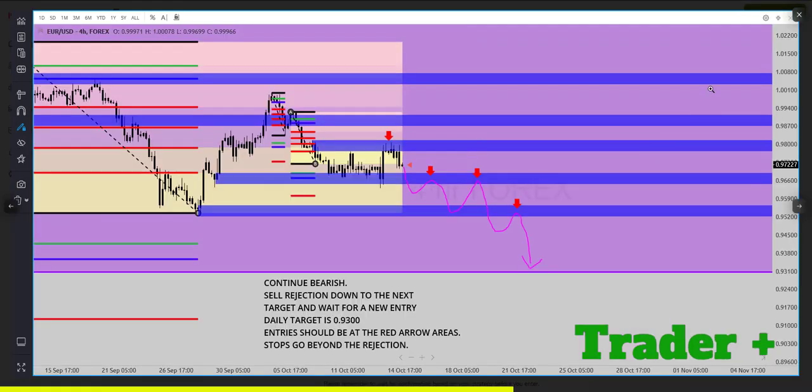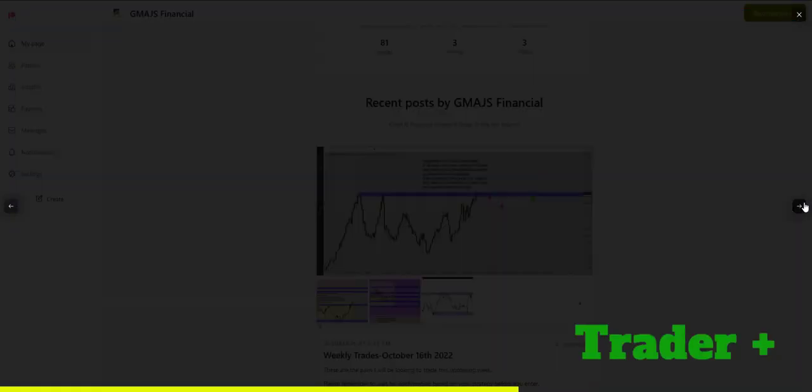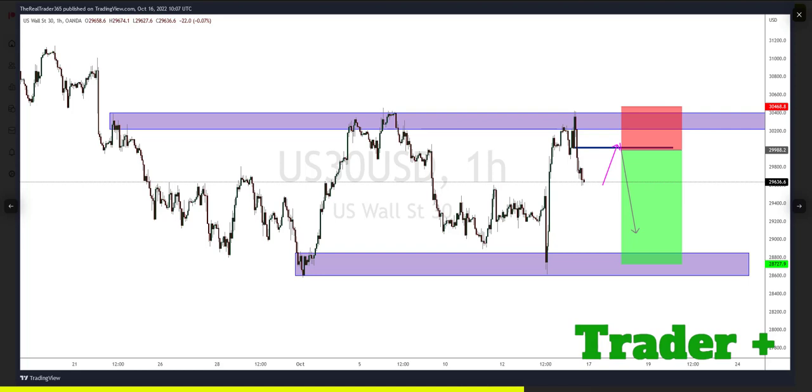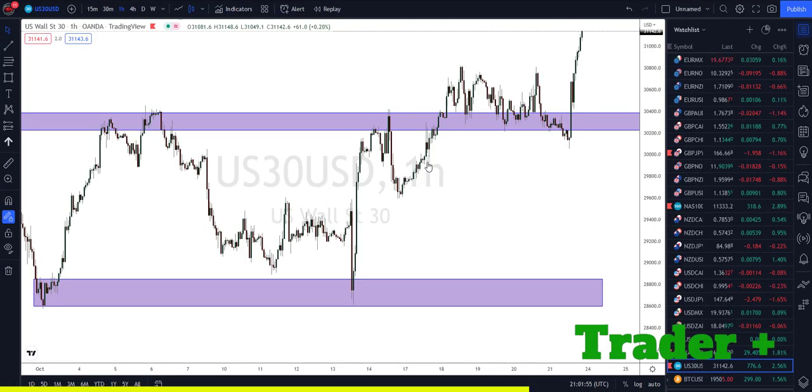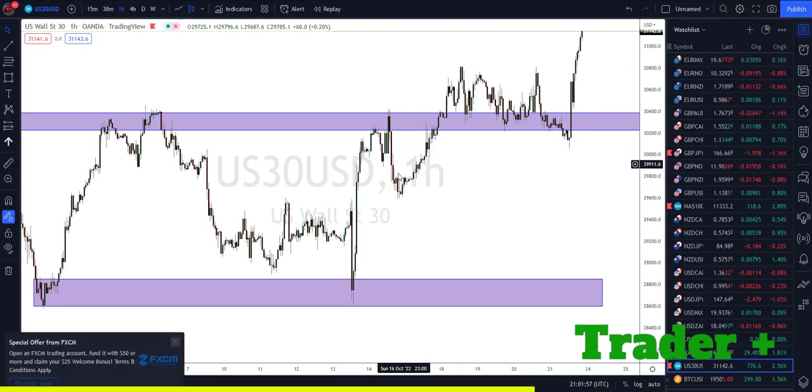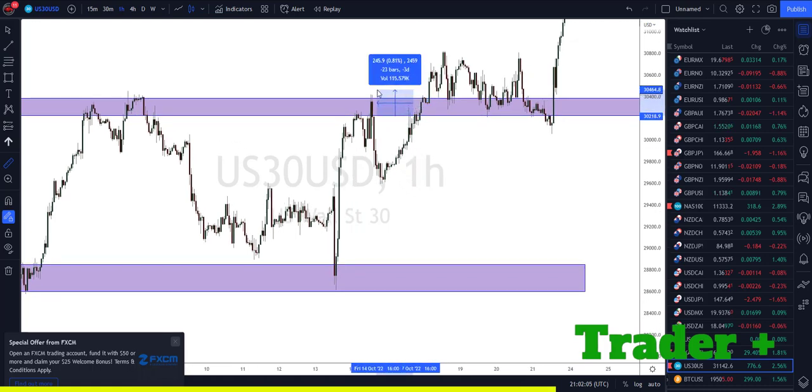And the last pair that we looked at from last week would have been the US 30. And for the US 30, this is where we were at. The market came up here. Again, we had a very small loss. And this is why I like these areas, guys. Because on this one, we took a loss of, this one was 200 pips, I believe. 221 pips that we took a loss of on this US 30.